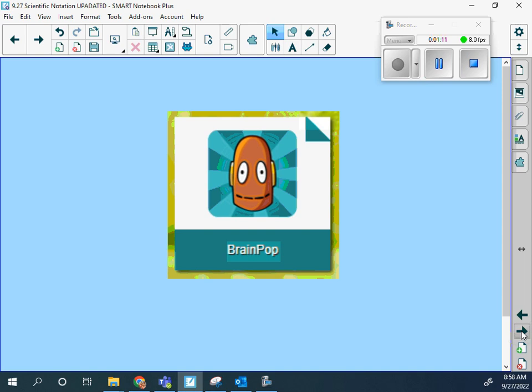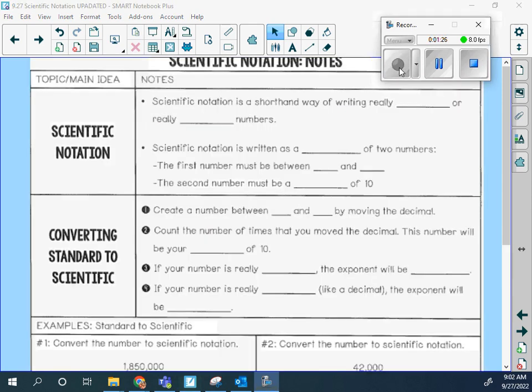All right. Today we are going to talk about scientific notation, and I have a BrainPOP to try to jazz it up a bit. Exactly. So scientific notation is a shorthand way of writing really big or really small numbers. Okay?